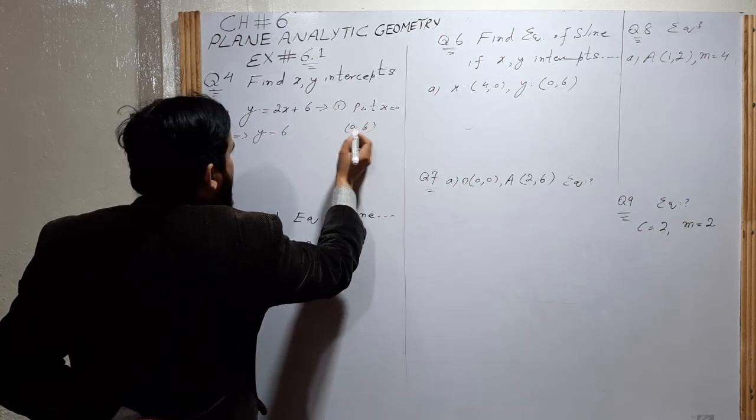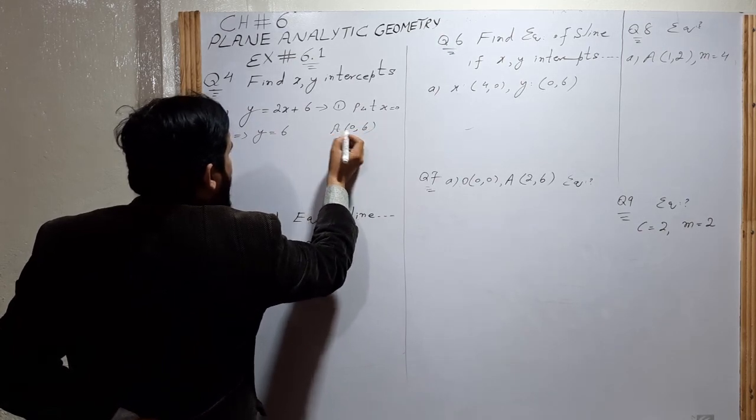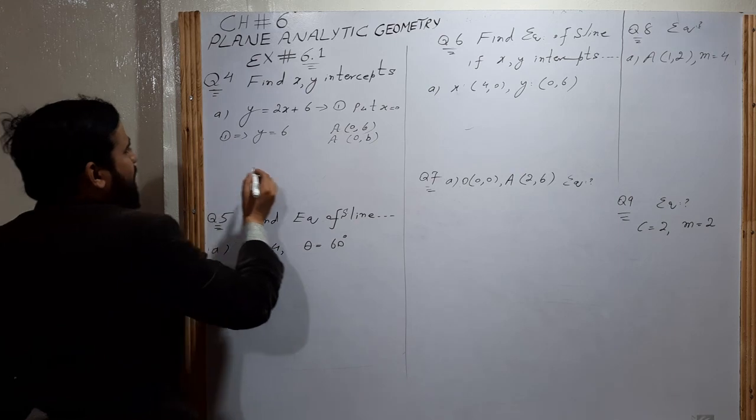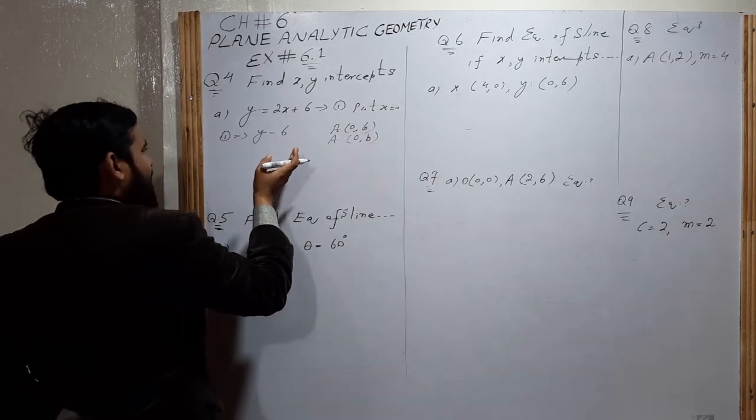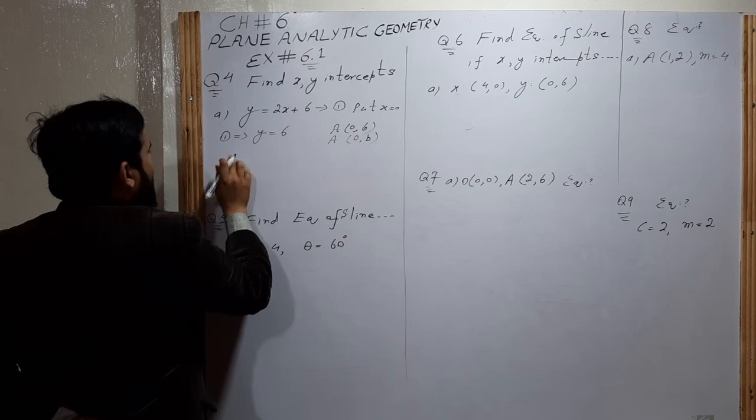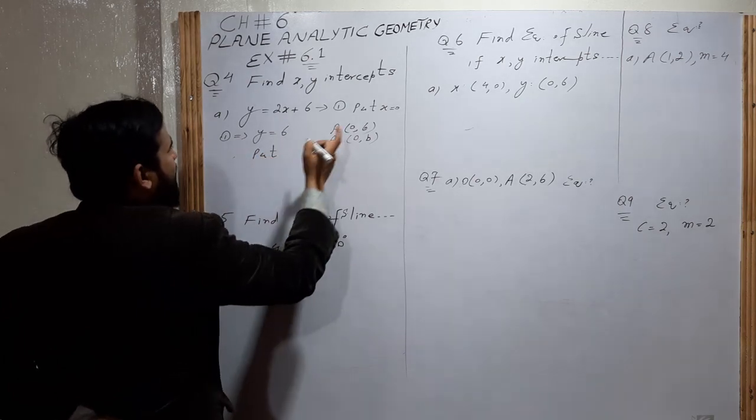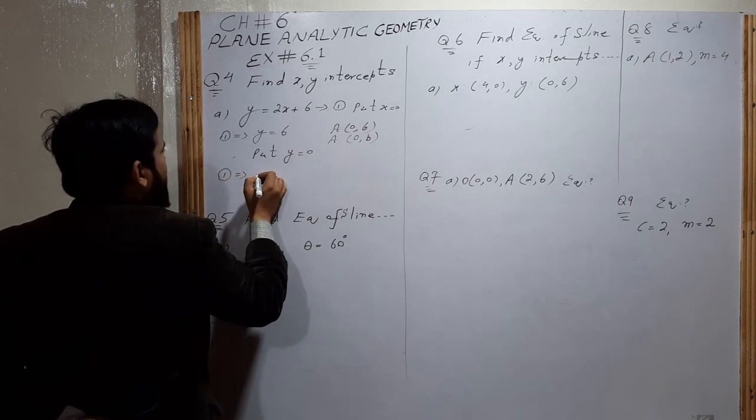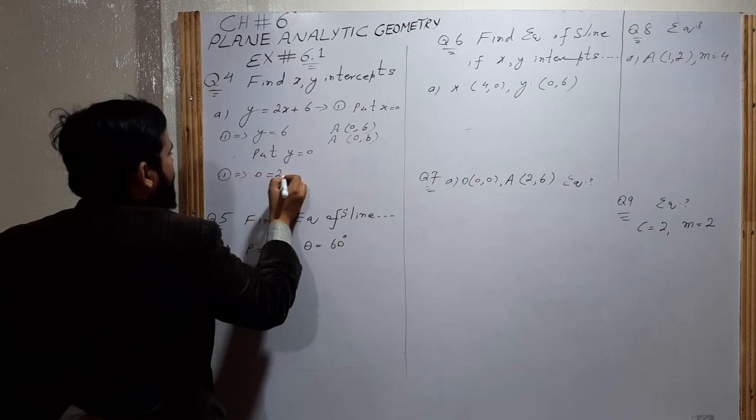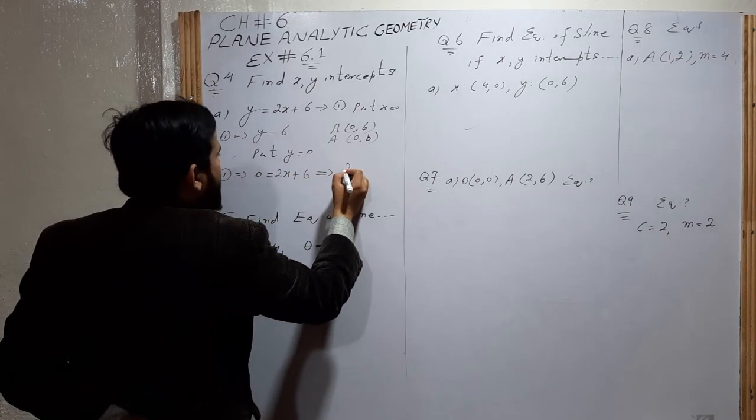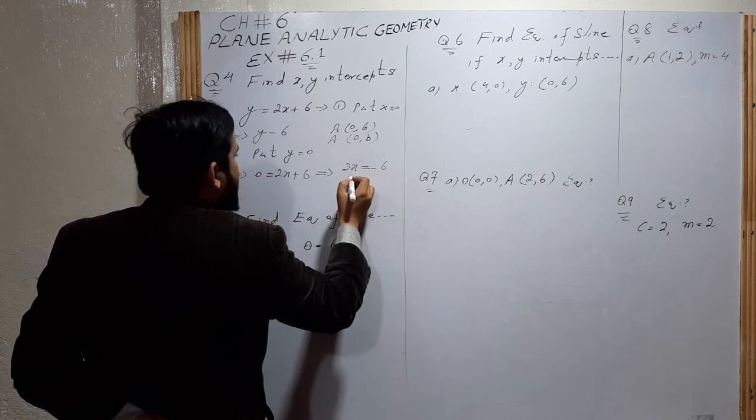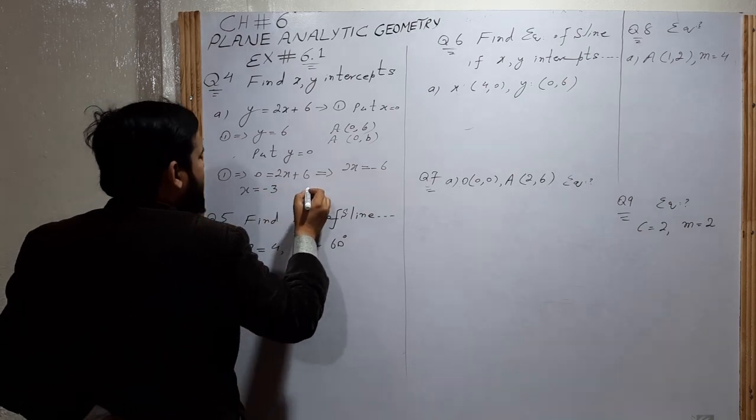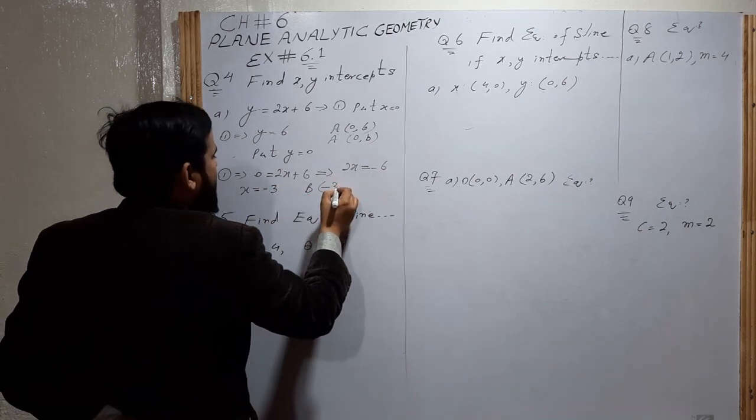So the y intercept in this case is (0, 6), and say this is point A. The generalized form says this is (0, b). And for the x intercept, put y equal to 0. So the equation implies 0 is equal to 2x plus 6. After simplification, 2x is equal to -6, so in this case the x value is -3. Say this is point B, the x intercept, (-3, 0).